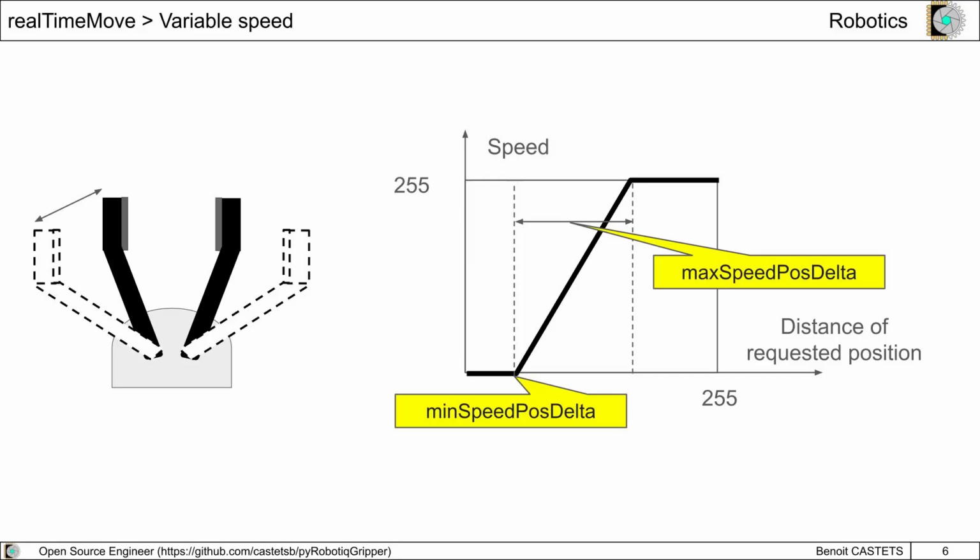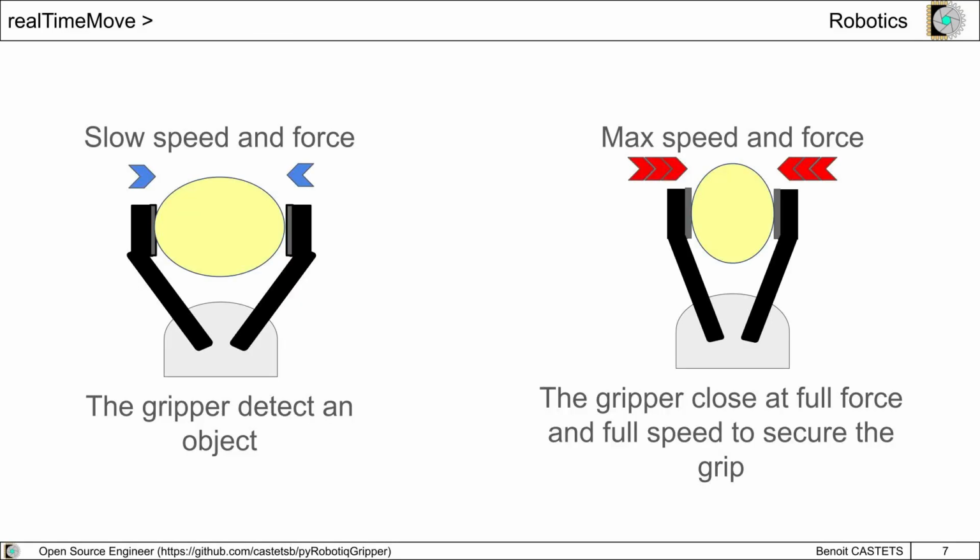So the profile of the speed, the evolution of the speed, can be changed using some parameters called minimum speed position delta and maximum speed position delta. So here you see the speed profile. On X, you see the distance between current position and the target, and on Y, this is the speed that is applied for the motion. So you can play on this profile using those parameters. The default parameters work quite well.